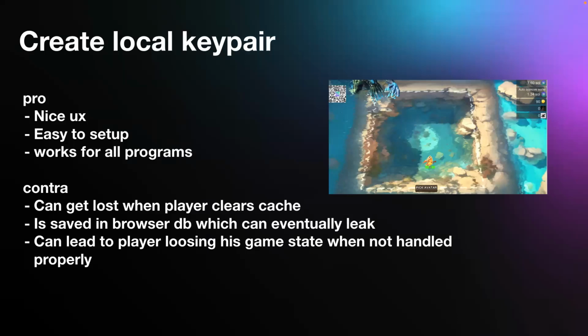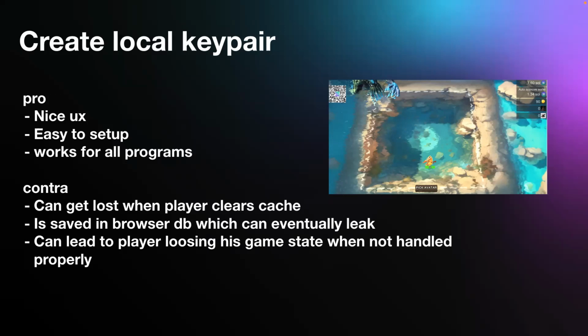Then you can create a local key pair. This is, for example, what we did in this game 7Cs, which I will show you directly after this auto approval session. And it has a very nice UX. So you just create a key pair in the browser, you save it in the browser DB, and then you have functionality like a little pop-up: hey, you don't have Sol in your wallet, do you want to transfer some? And then you use the browser extension to transfer some Sol into this in-game wallet. This is a very nice UX. It's very easy to set up. It works for all programs.